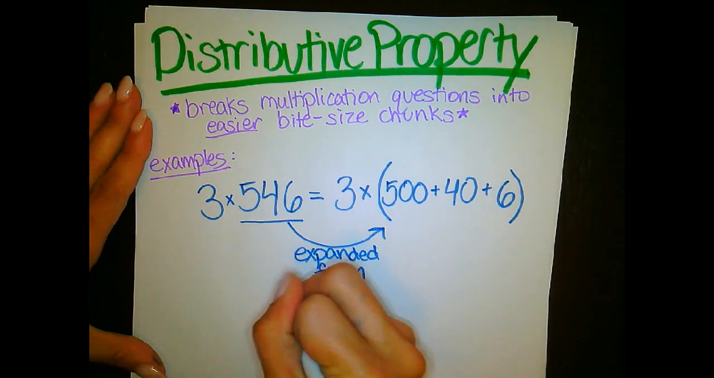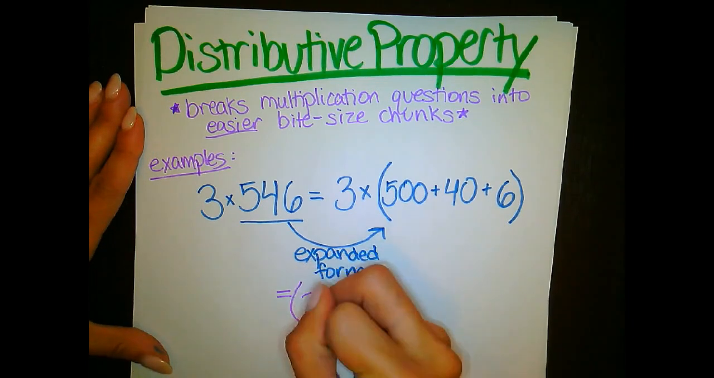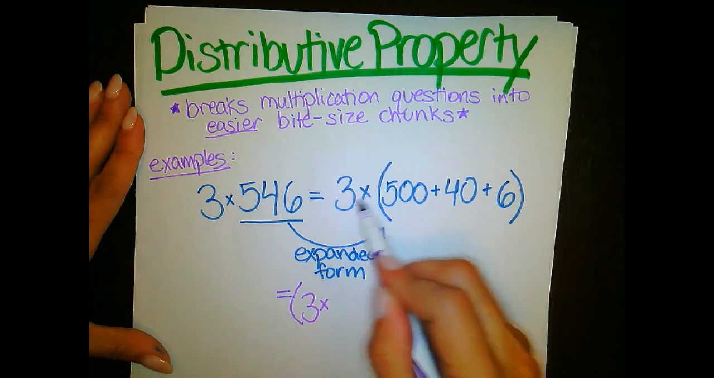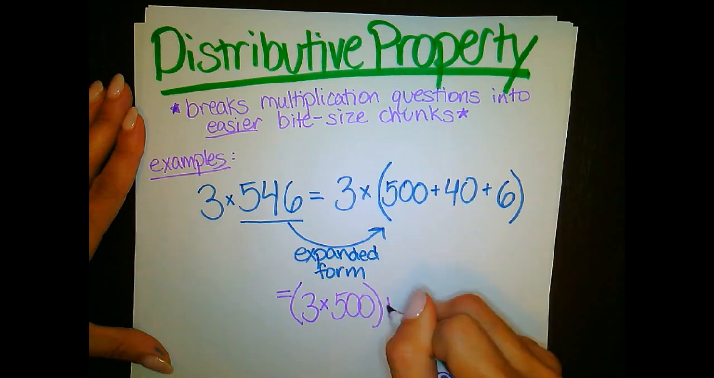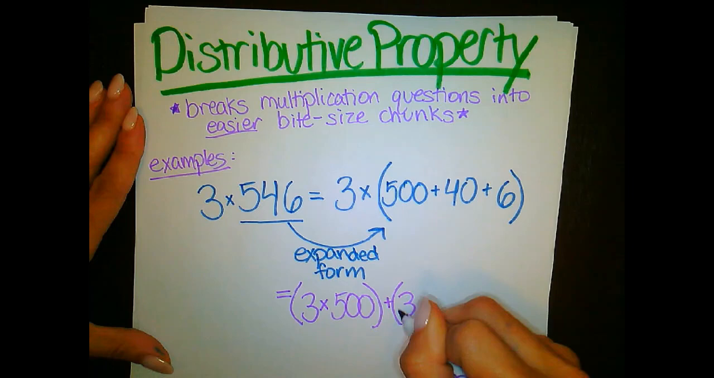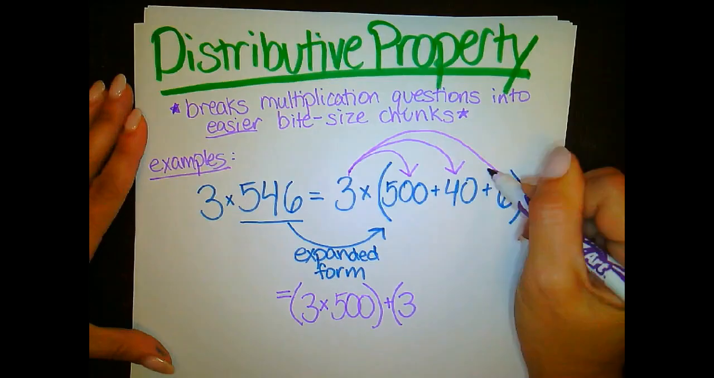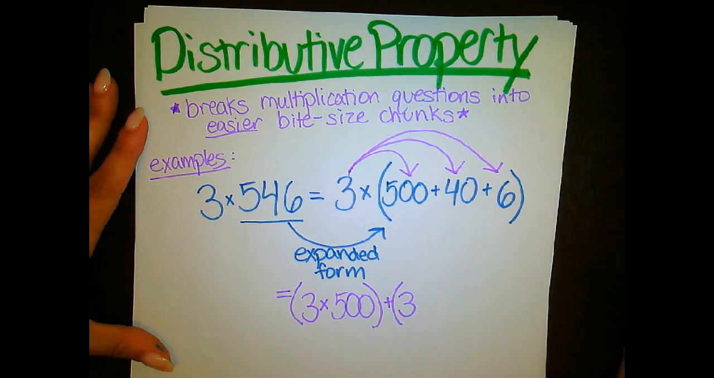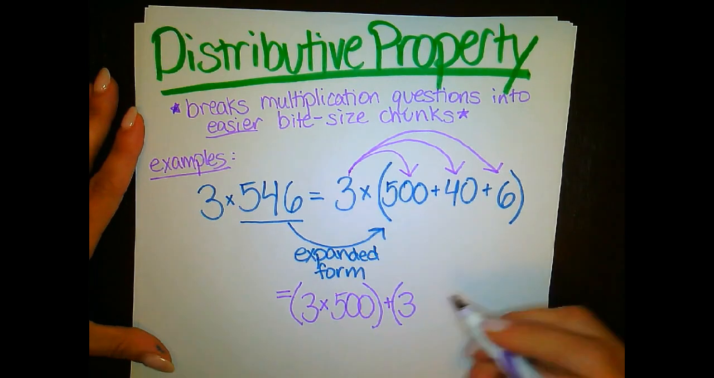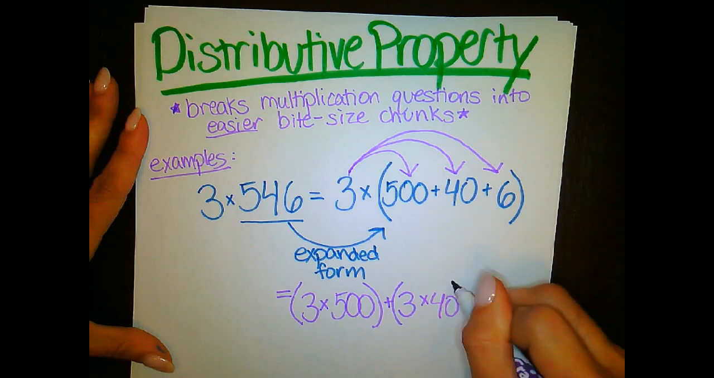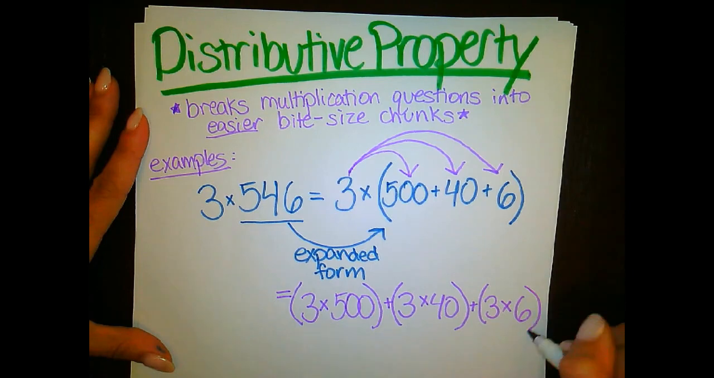So now it's going to be equal to 3 times our first piece of the expanded form, which is 500. 3 times 500 plus, again, the 3 goes into everything in these parentheses. That's the distributing part of distributive property. So next we did 3 times the 500. Now we do 3 times the 40. And lastly, we do 3 times 6. So we have now 3 different multiplication problems. We are going to find the products of those and then use those to find our final answer.